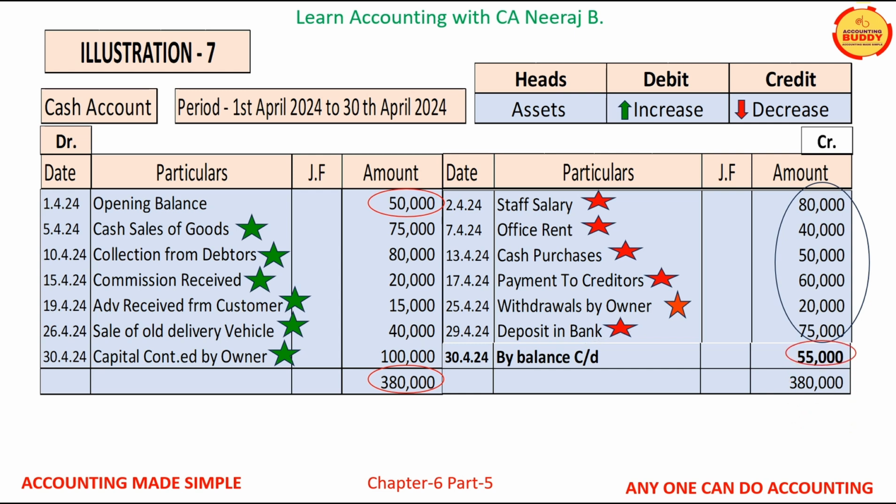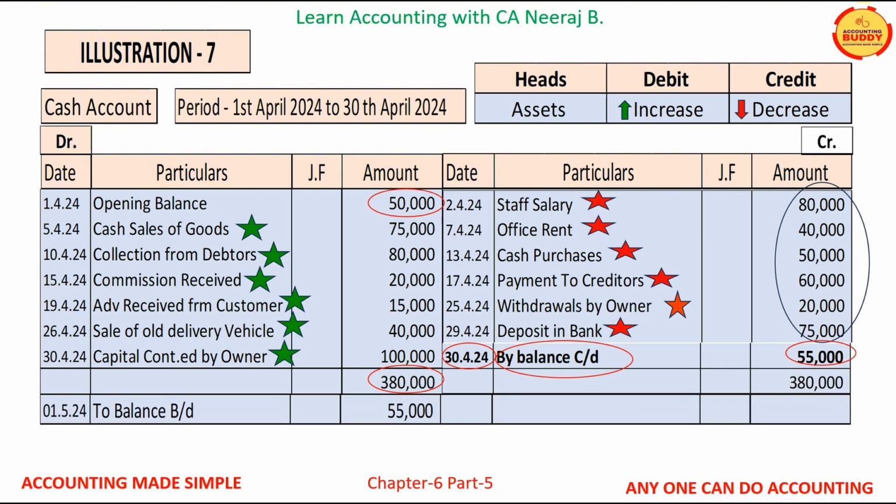Since in this cash account example, credit side is shorter than the debit side, the excess of the total debits of 380,000 minus total credits, the difference amounting to 55,000, shall be entered on the credit side of the cash account by writing by balance carried down with date. This carried down balance of 55,000 is carried forward to the immediate next date, which in this example is 1st of May 24, by writing to balance brought down.